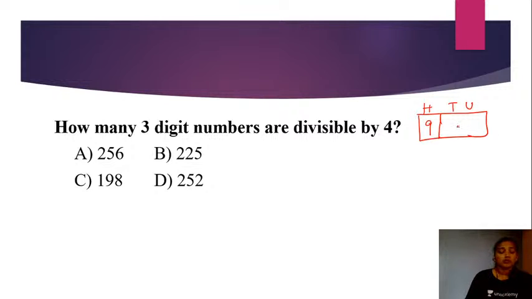Now let's come back to the possibilities of filling the tens and units place. As I said, for a number to be divisible by 4, the number formed by the tens and units places should be divisible by 4.